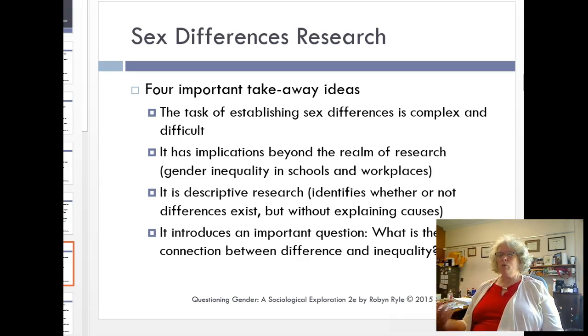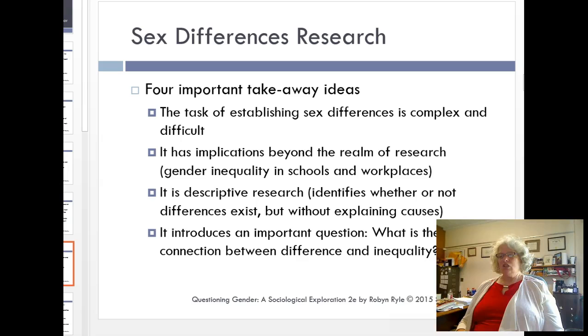So these four important takeaway ideas. The task of establishing sexual differences is complex and difficult. That's not a surprise to any of us who have dealt with our gender. It has implications beyond the realms of research, that it makes a difference whether you're a girl or boy at school, in the workplace, and we can really start seeing how those psychological issues come into place.